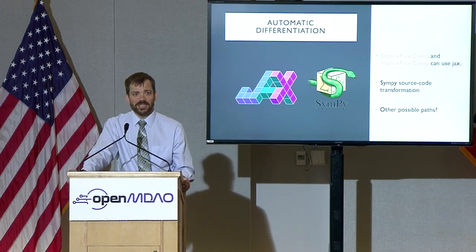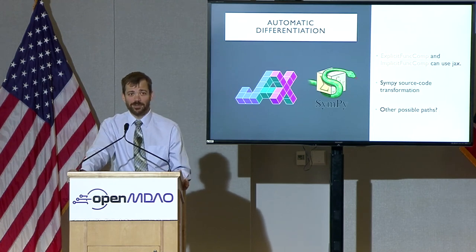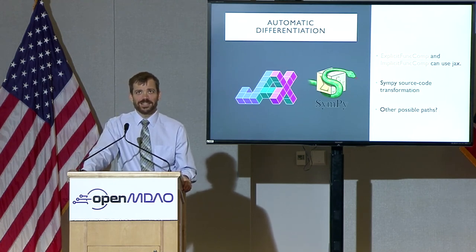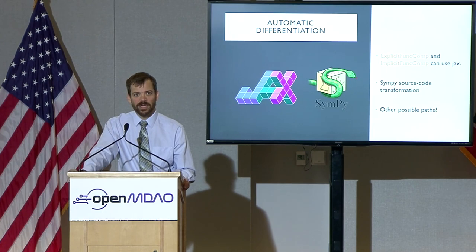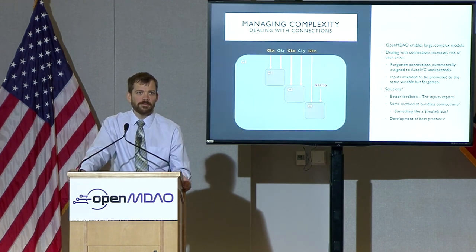I know I've been working on a project lately, I'll talk about it a little bit more, where we've been using SymPy's source code transformation as our method of providing derivatives, which works incredibly well. It's SymPy, and translating that into an OpenMDAO component is a little bit of work still. So we might look at automating that for the user and saying, hey, if you want to do things with SymPy, let's make your life a little bit easier. And then other possible paths. I'm curious to hear opinions. I know some people have been using Julia, calling Julia from Python and providing derivatives that way. Some of our aeroacoustic work is doing that.